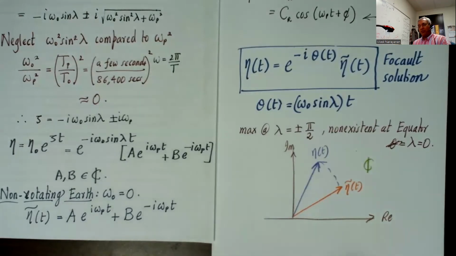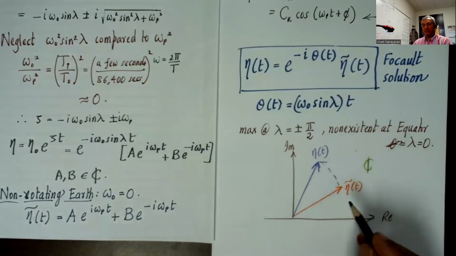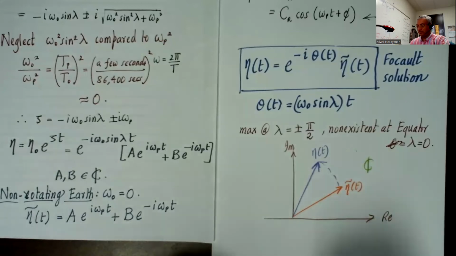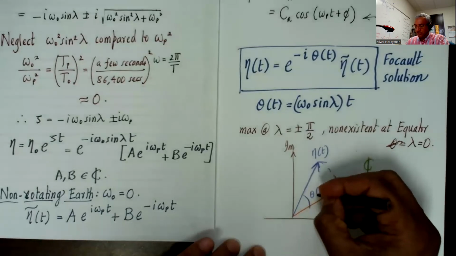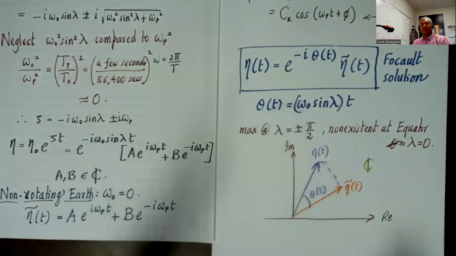So basically, the Foucault phenomenon is a rotation. What is it? If you want to describe it, it's a rotation operator acting on the standard solution in the complex plane. So it's a precession of the plane of oscillation. That's all it is. So as time progresses, the plane of oscillation precesses. And so that is a pretty advanced way of looking at this entire problem.